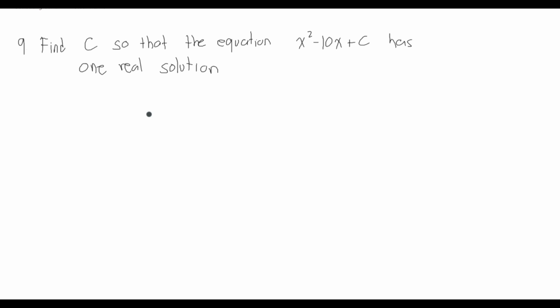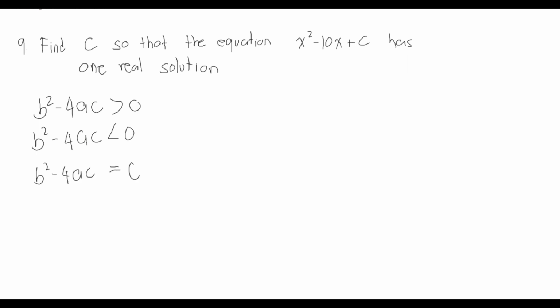Next one. Find c so that the equation x squared plus 10x plus c has one real solution. Remember, we have the discriminants. Ngayon, sa discriminants, meron tayong tatlong cases. If b squared minus 4ac is greater than 0, lesser than 0, and equal to 0. Ngayon, itong greater than is two real solutions. Itong lesser than is no real solution. And kapag nag-equals to 0 si b squared minus 4ac mo, meron tayong 1 real solution.